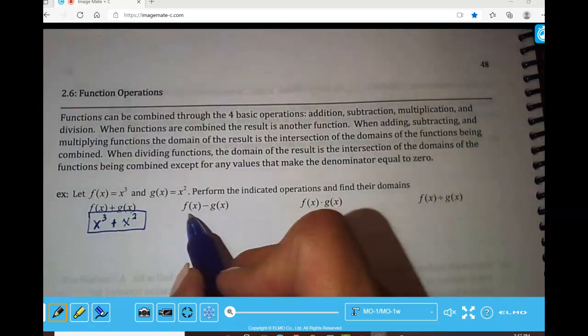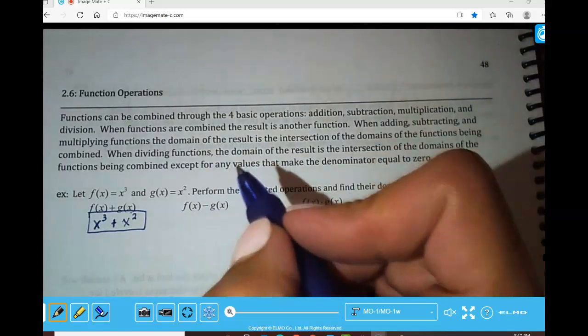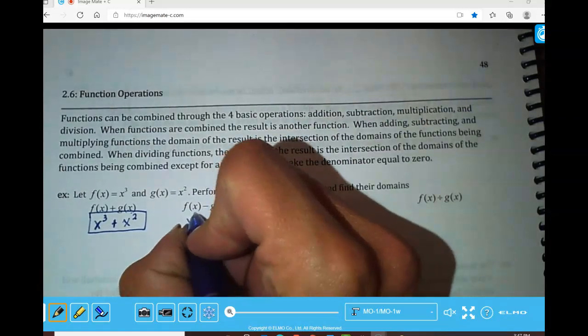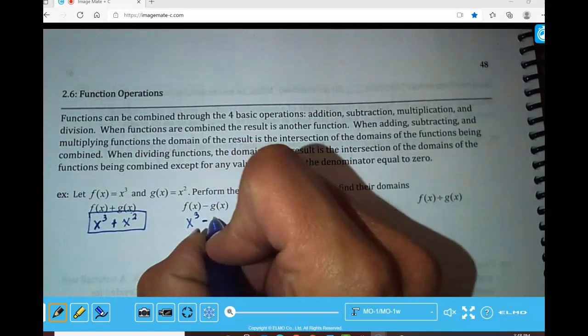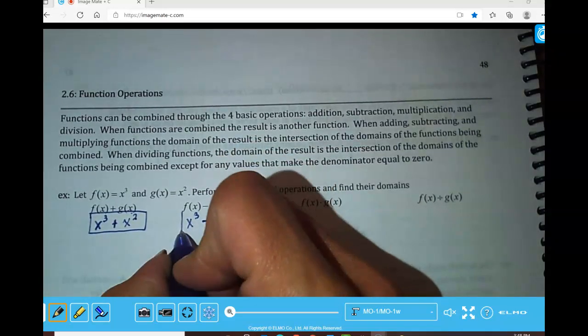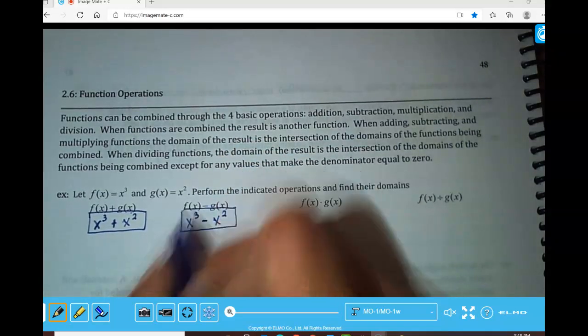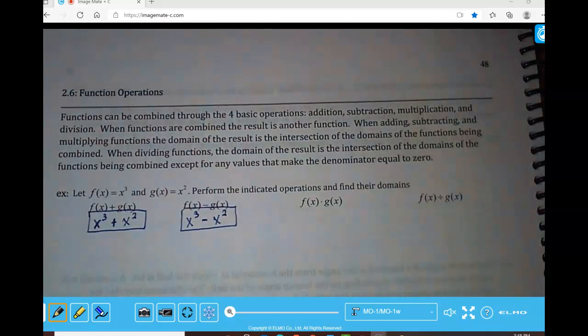And now we're going to set this up as a subtraction problem. And then that's all we'll be able to do on this problem, because for the same reason as addition, we can't subtract those because those are not like terms.